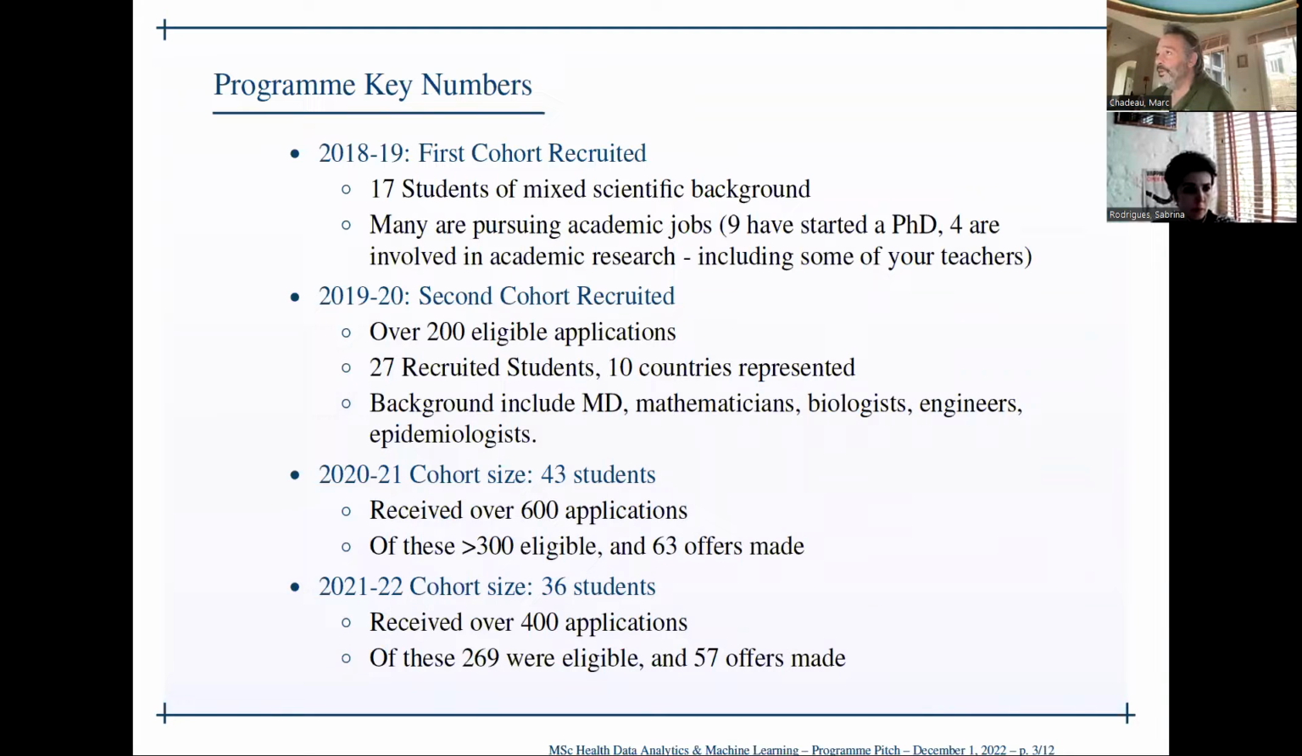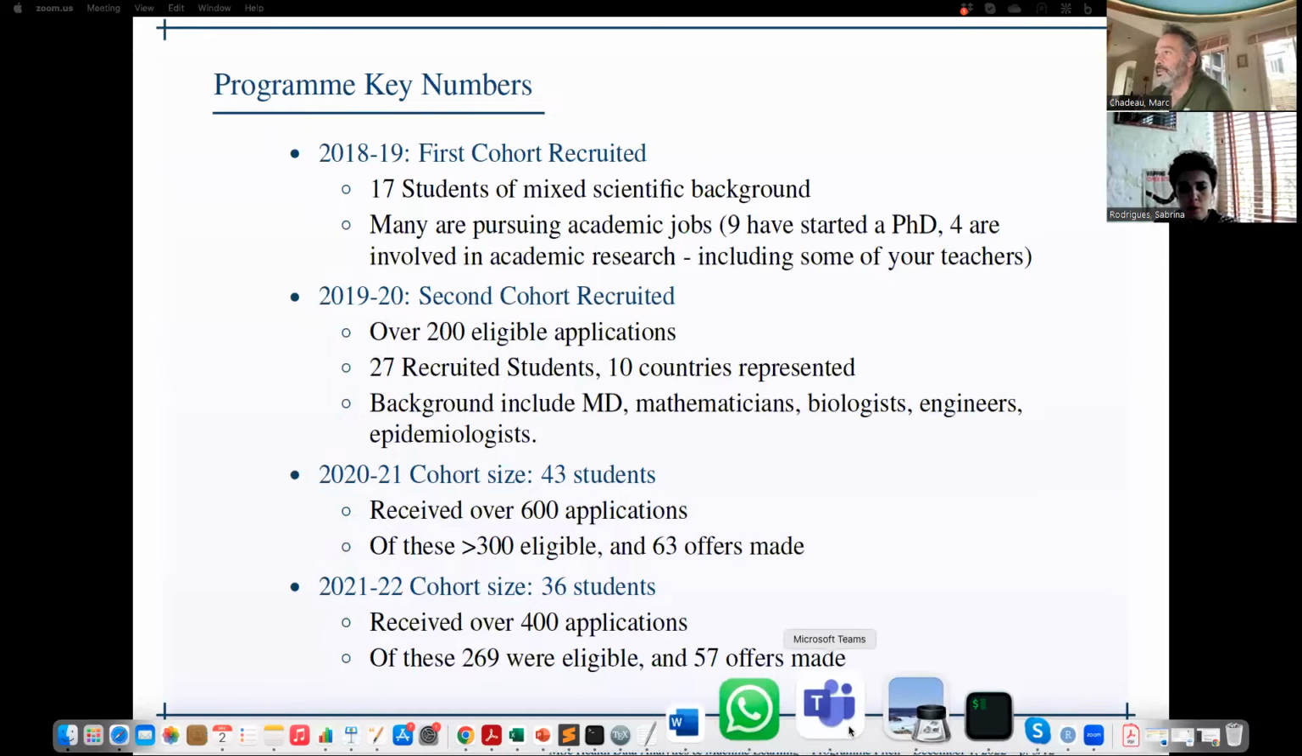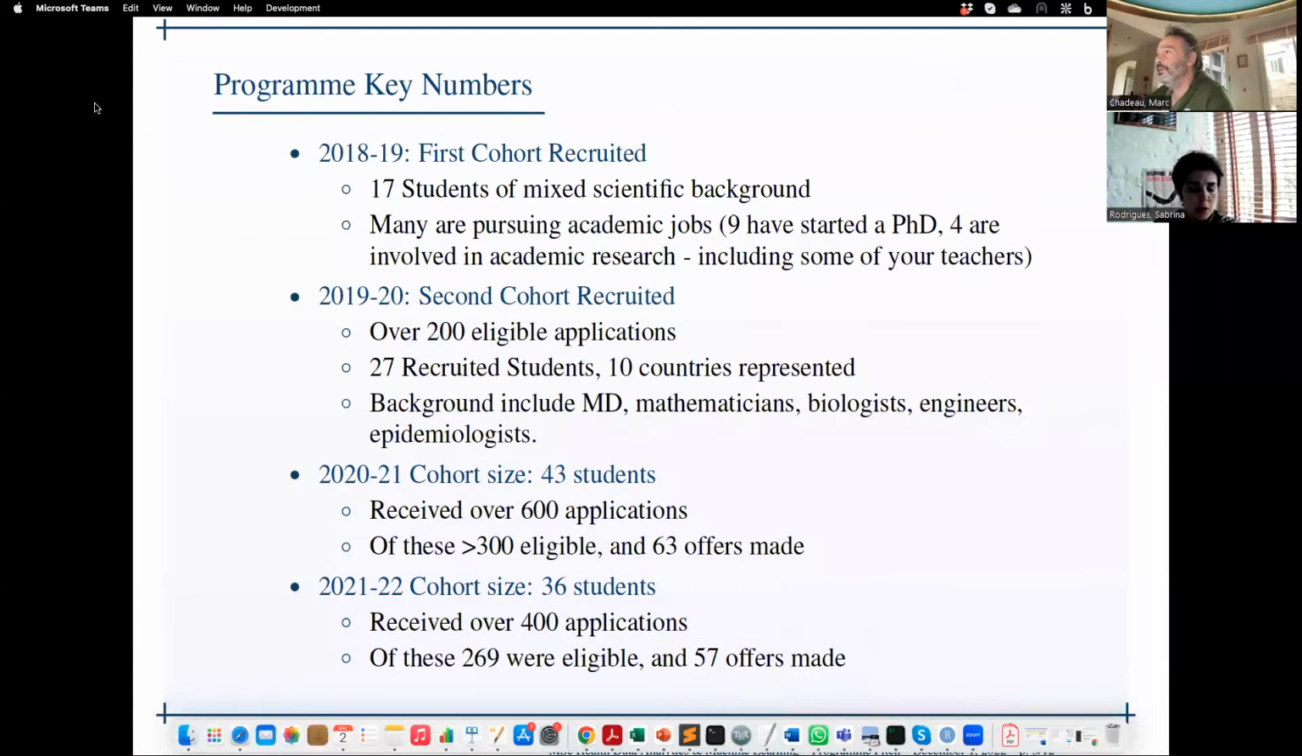The first cohort was recruited in 2018, with 17 students with a nice mix of scientific backgrounds, most of whom are currently pursuing academic jobs, although some were converted after the course. Then in 2019, our second cohort was recruited. We received over 200 eligible applications and recruited 27 students from 10 different countries, with a background including medical doctors, mathematicians, biologists, engineers, and epidemiologists. So a nice range of students.